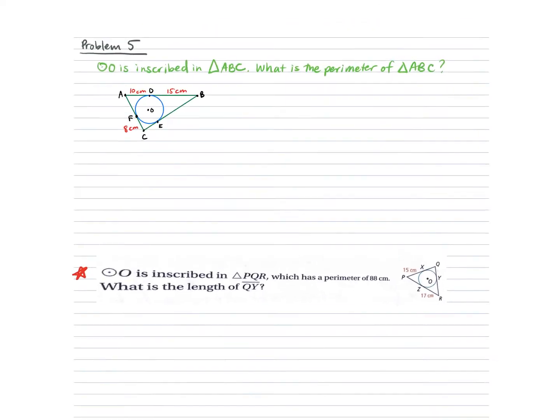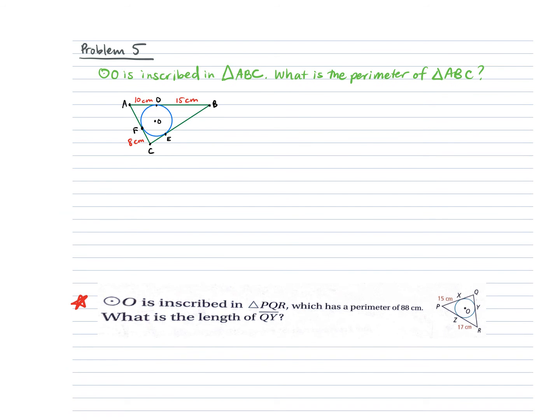Okay, using that in a problem, it says circle O is inscribed in ABC. What is the perimeter of triangle ABC? Well, you can see here these are tangents. I guess it doesn't say that they're tangents, but oh yes, we know that they're tangents because the circle is inscribed in the triangle, sorry, that's what that means. So just touching at this one point.